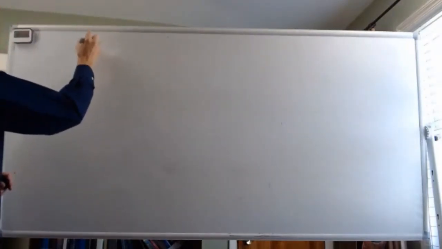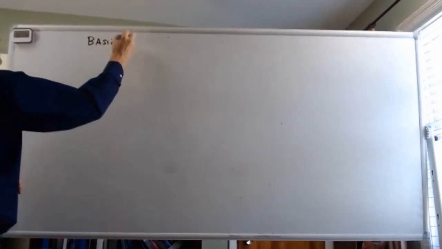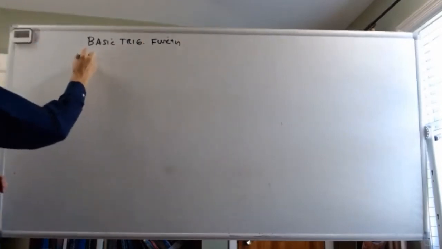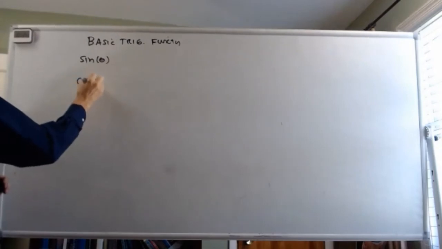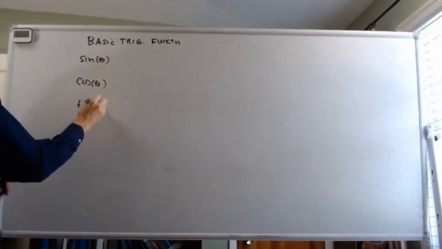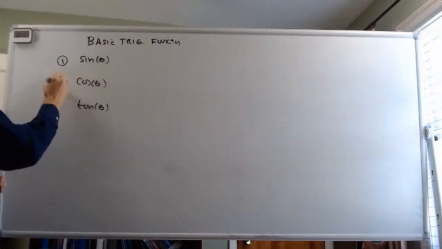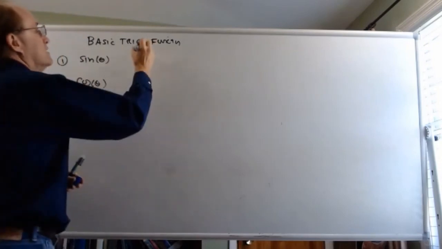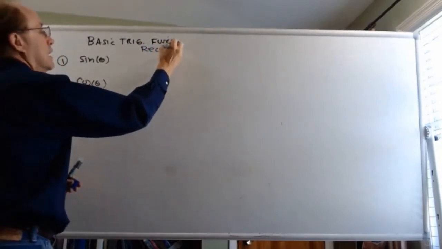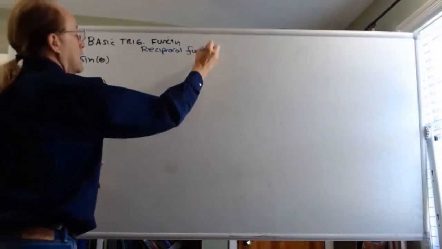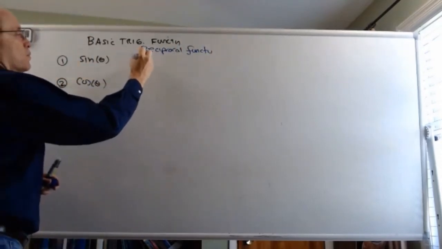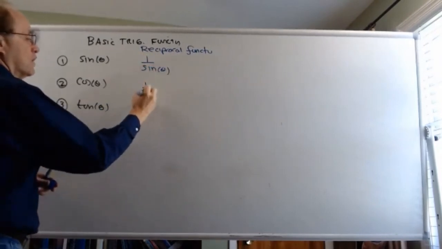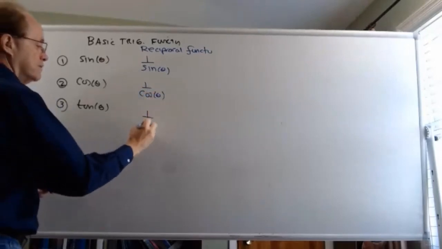So we have the basic trig functions that we've already discovered. We have the sine of theta, the cosine of theta, and the tangent of theta. Now for these three, that encompasses everything you know. In addition, we have what we call the reciprocal functions. And that means we have 1 over the sine of theta, 1 over the cosine of theta, and 1 over the tangent of theta.